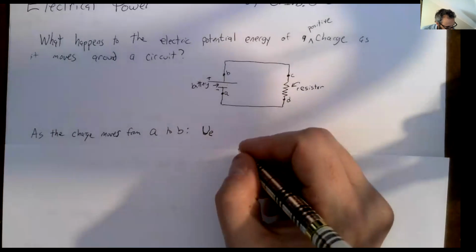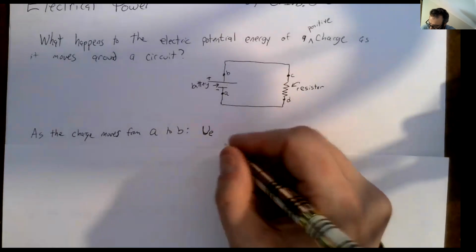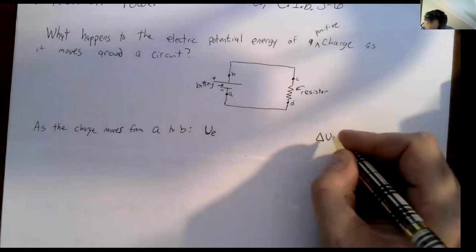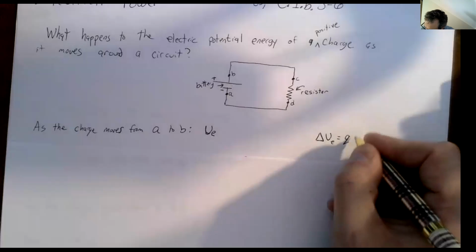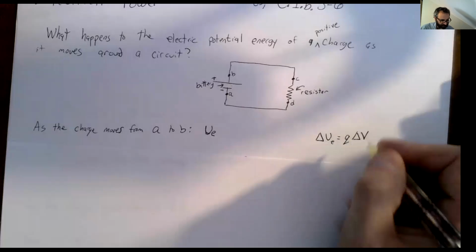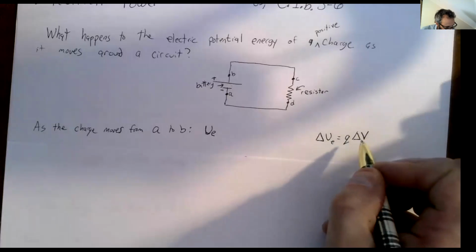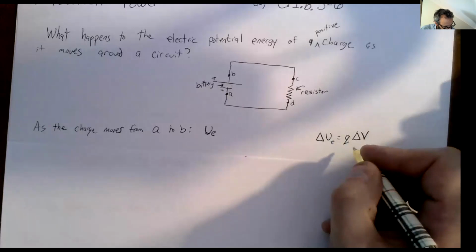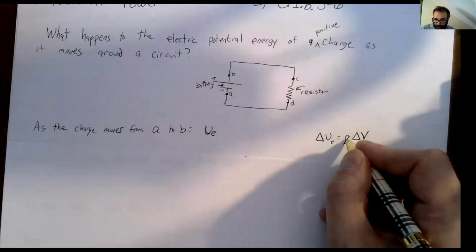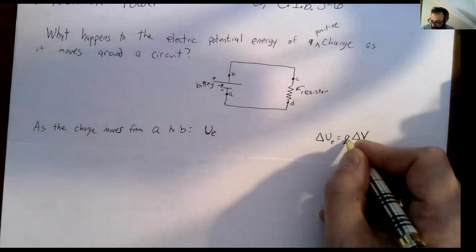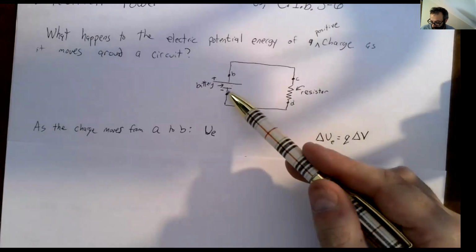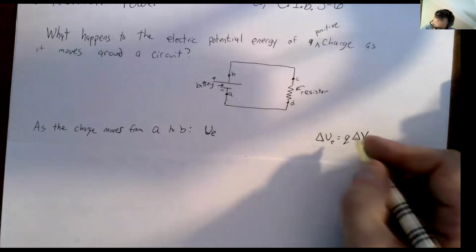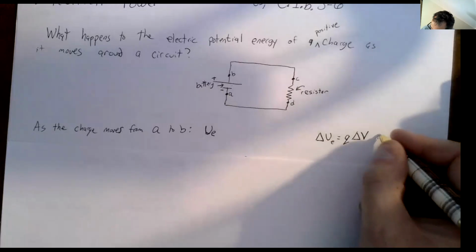Well, we know that the change in potential energy is just equal to Q times the change in potential, right? That's basically how we define voltage or potential. It's the potential energy per charge. So if we have a positive charge, so Q is positive, and if we're going from a low potential to a high potential, delta V is going to be positive. So delta UE, that whole quantity, is going to be positive.